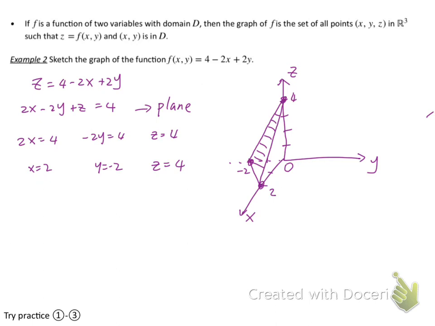By the way, since my function has no denominator, no radical, actually the domain is the whole xy plane. So anything in the plane that I drew will be taken, because there are no bad pairs that have to be taken away from my domain. Okay, now you can pause the video and try practice number 1 through number 3.